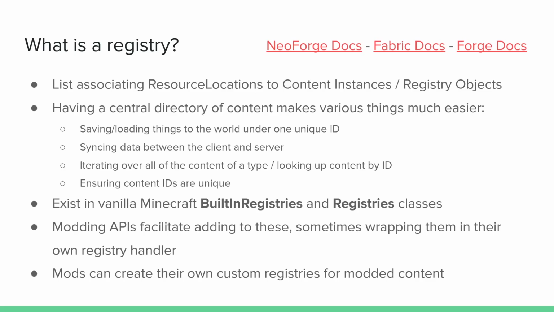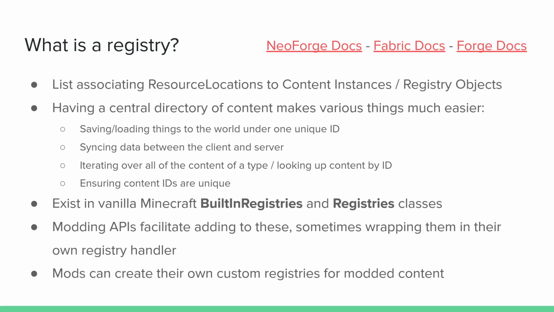So moving on from conventions to registries. This is how you get stuff in the game. A registry is a list that associates resource locations to content instances or registry objects. So basically, they associate IDs with content and things that do stuff.